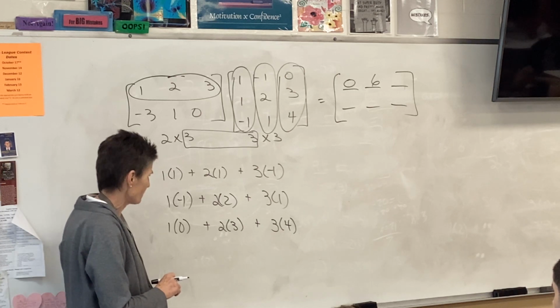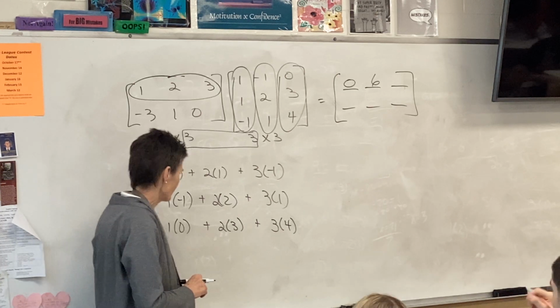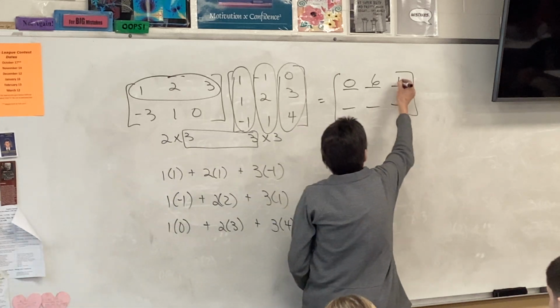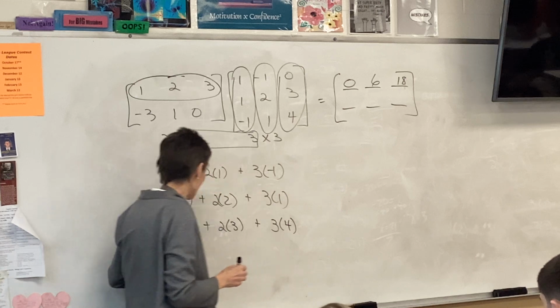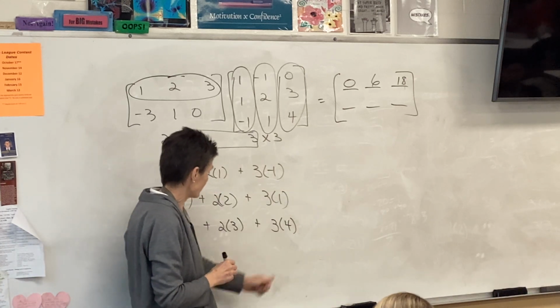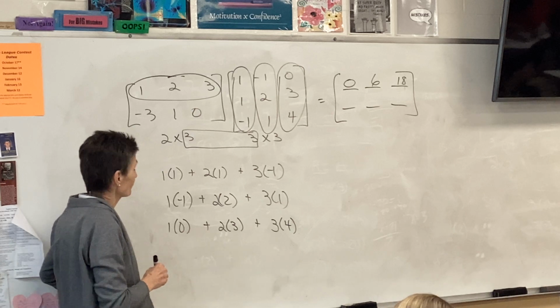What'd you get? Not 17. It's 19. It's not 19. It's 18. Remember, when you times by 0, you get 0. So that is 18.